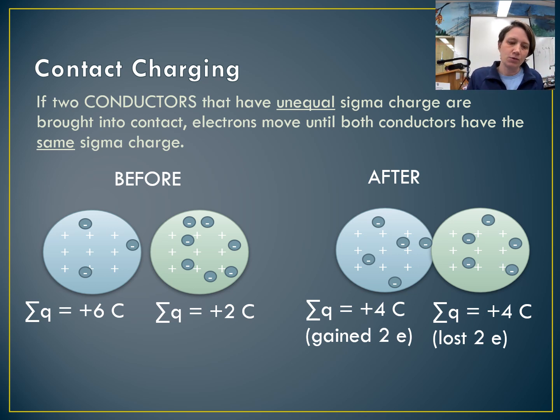So that left object started at 6, but 2 electrons moved over, and that's why we're at 4, because we added 2 negatives, right? And the one on the right started at 2, but then lost 2 electrons, so it became more positive, or 4 coulombs. You'll notice that charge is still conserved in the system as a whole, because the total charge of the system before was 8 coulombs, and the total charge of the system after is still 8. It's just distributed a little bit differently.